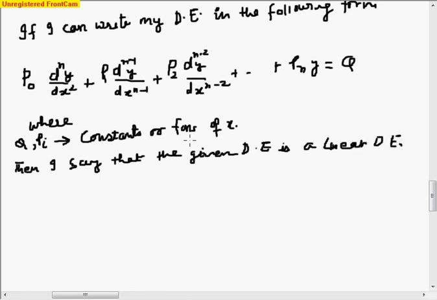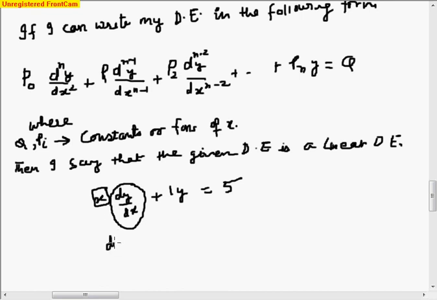Right? So see this differential equation, x dy by dx plus y is equal to 5. Is this a linear differential equation? Of course, this is my first order derivative, right? And the coefficient is a function of x only. Here y, its coefficient is 1, which is constant, and q is constant. So this is a linear differential equation, right?